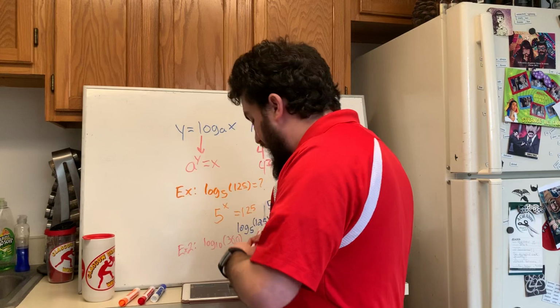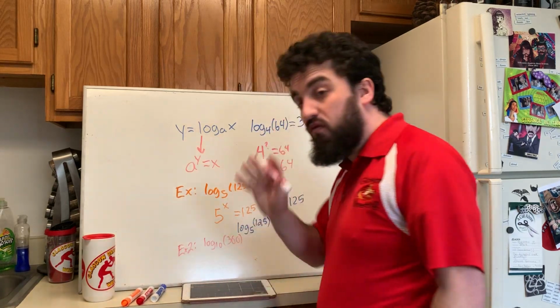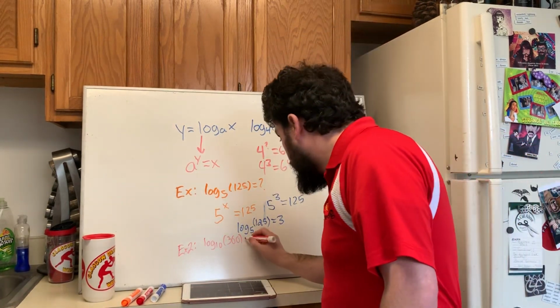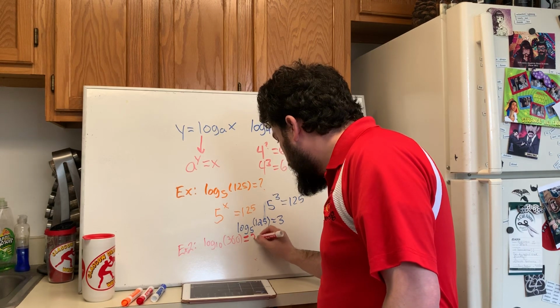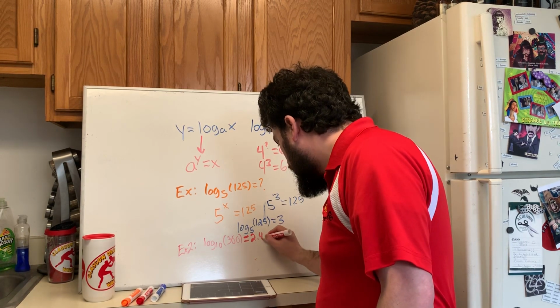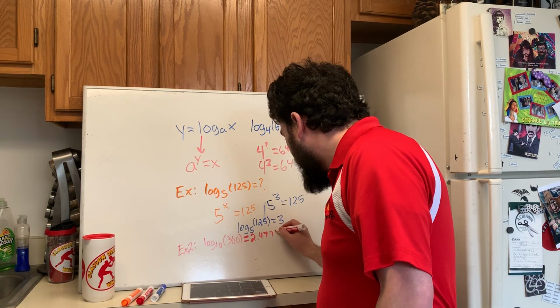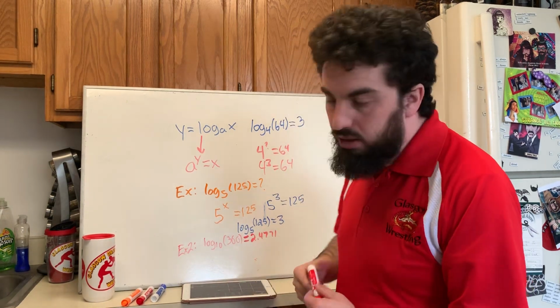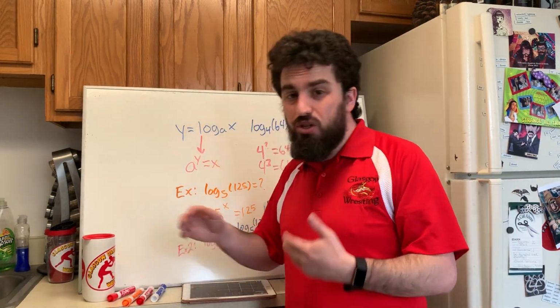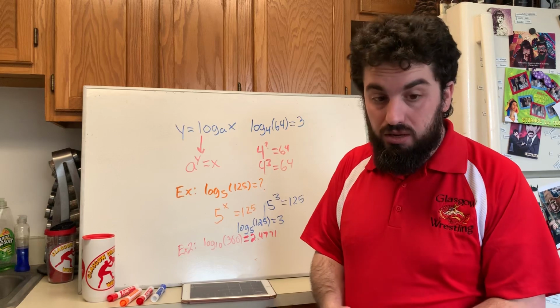So again, as I said yesterday, I would prefer 4 decimal places. So that will be, again, 2.4771. So that is utilizing the calculator.